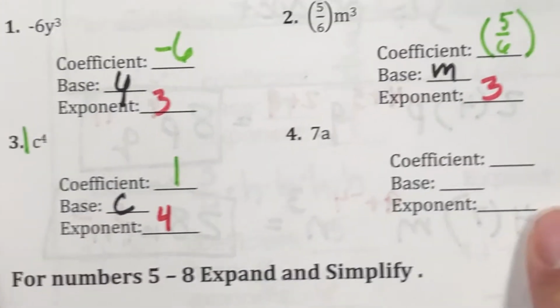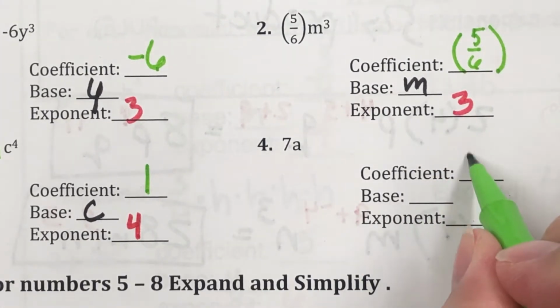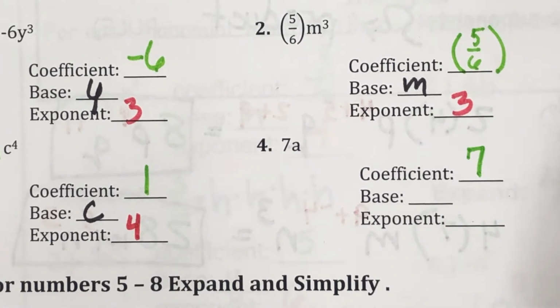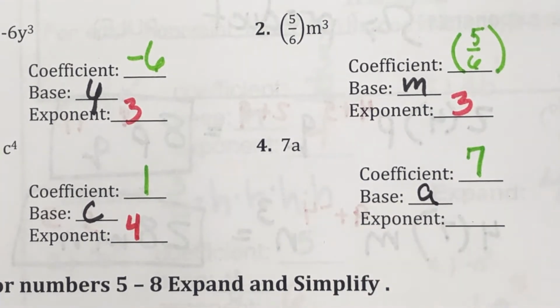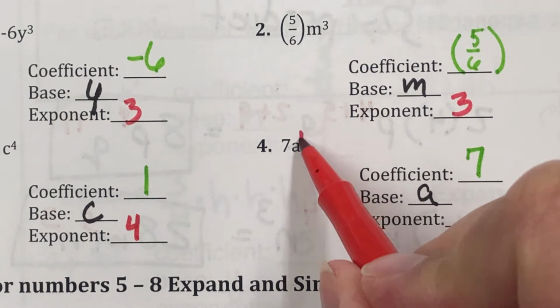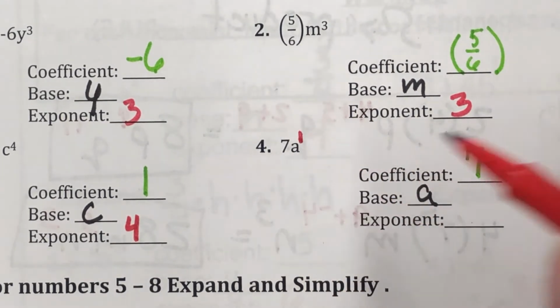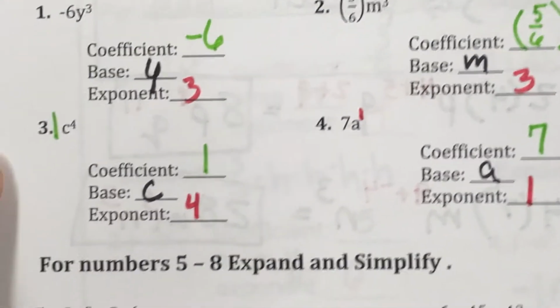All right. Now we have a coefficient of 7, and I'm going to try really hard to make my 7s not look like my 1s, because sometimes they get confusing. And I also have a base, a. But there does not appear to be an exponent. But there is. When you don't see the exponent, again, I'm going to use 1. Because there's 1a here, a to the 1st power. The exponent is 1.